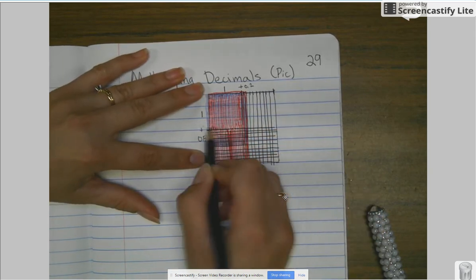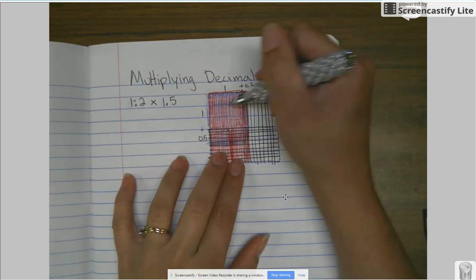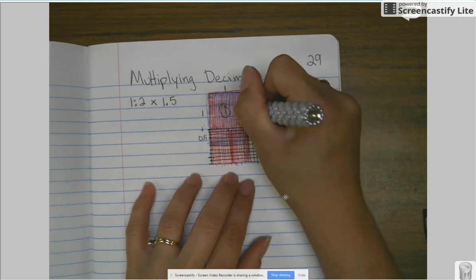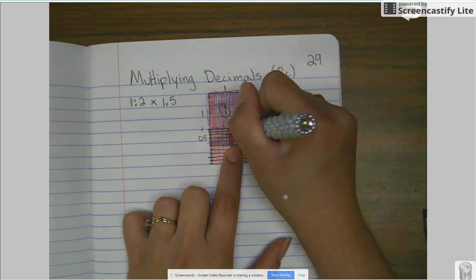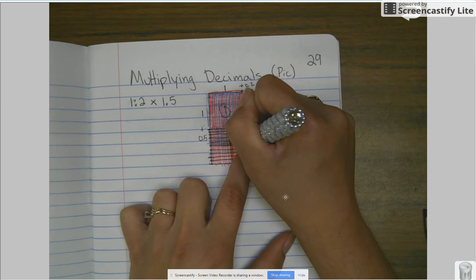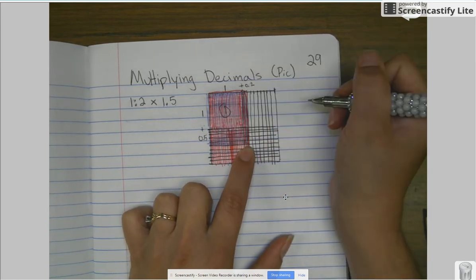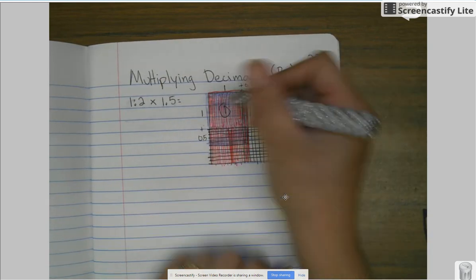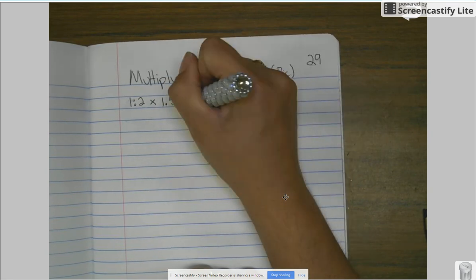So after I've got this shaded, you can see that I have 1 whole unit here, 1, 2, 3, 4, 5, 6, 7 tenths, and 1, 2, 3, 4, 5, 6, 7, 8, 9, 10 hundredths. Now, cool thing about 10 hundredths is it's the same as 1/10, but you can see the hundredths part here. So my final answer is going to be 1 whole and 8 tenths. So 1.8.